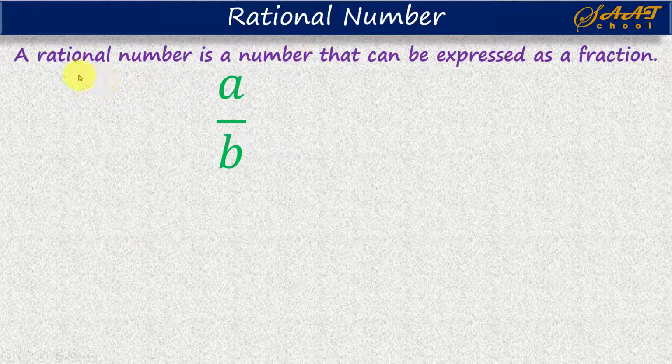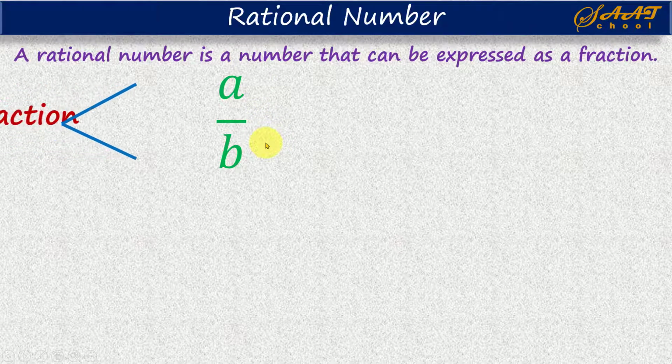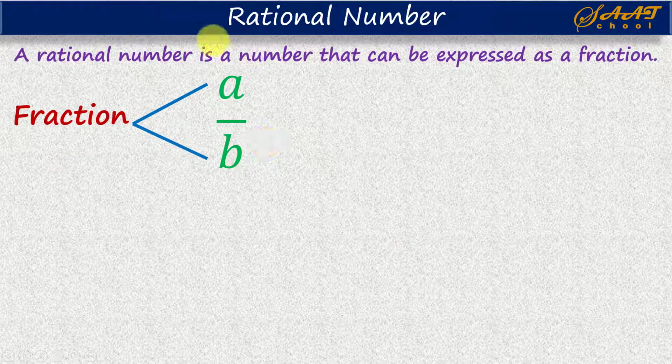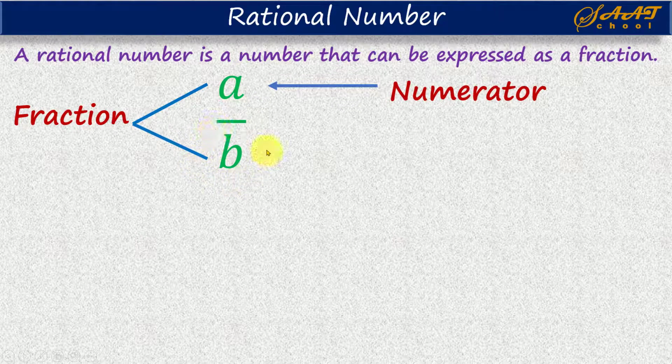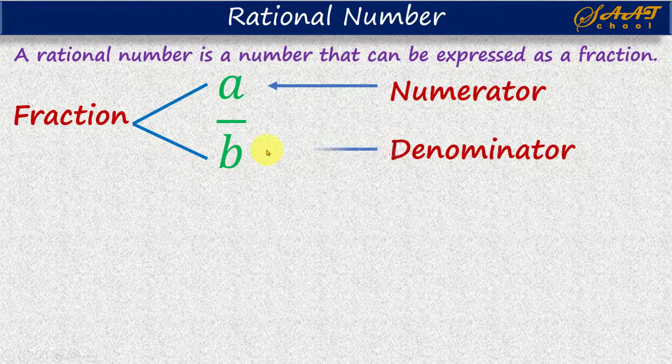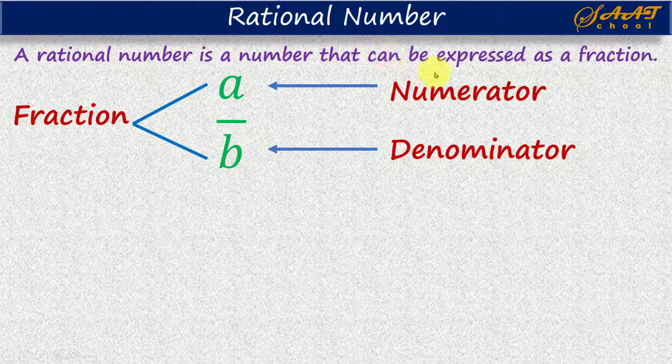Again, a rational number can be expressed as a fraction. Here this a divided by b is a fraction. In a fraction, this a is called a numerator and this b is called denominator. Again, any number that can be expressed as a fraction is a rational number.